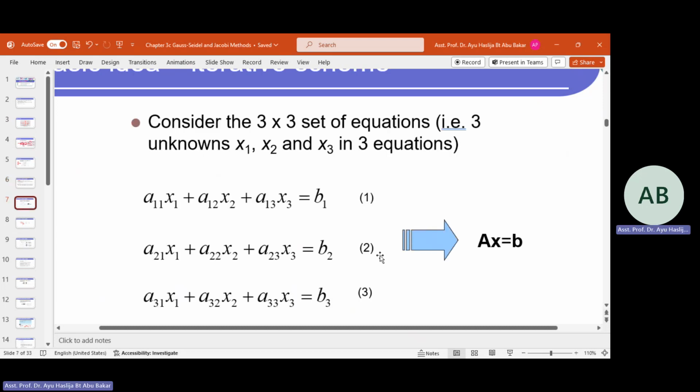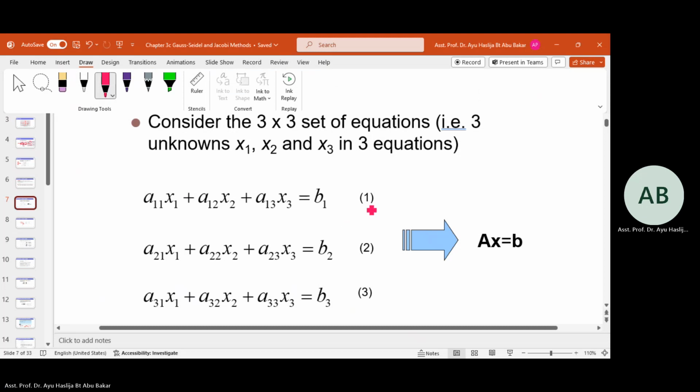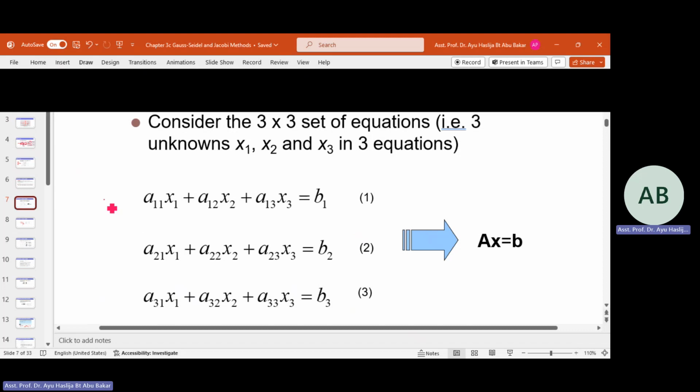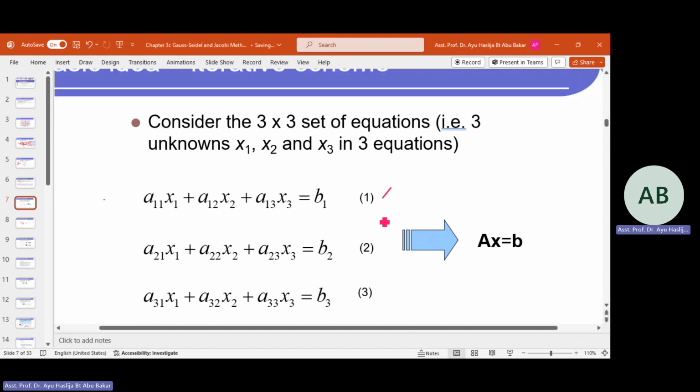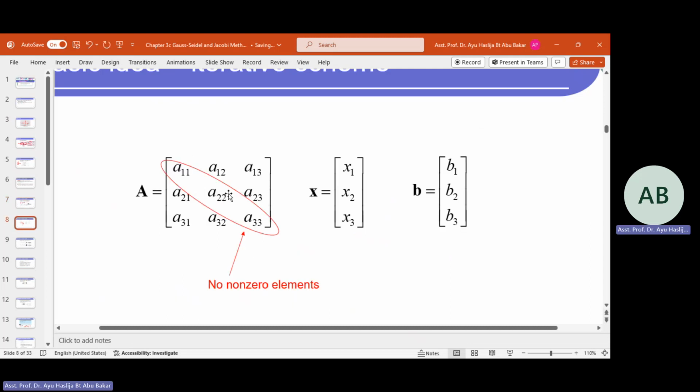Now we have 3 sets of equations, for example x1, x2, and x3. Each equation belongs to one unknown. Let's say these are equations 1, 2, and 3, with unknowns x1, x2, x3. If in matrix form, from the previous class, you arrange it as AX equals B.